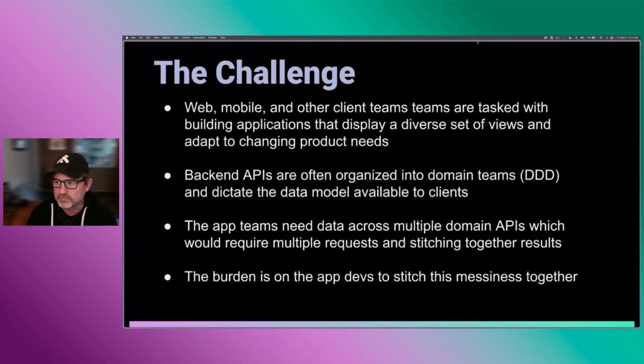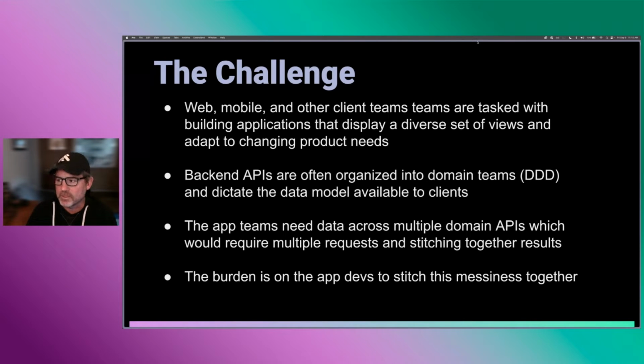So on the back end, APIs are often organized into domain teams following domain-driven development. And more, these teams are organizing into these domains and serving their APIs as products. These APIs are often RESTful by design and typically dictate the data model that is available to the clients. And this is great, but it does create some challenges for the client app developers. The app teams usually need access to data across multiple domain APIs, which requires them to invoke multiple requests and then stitch together the results.